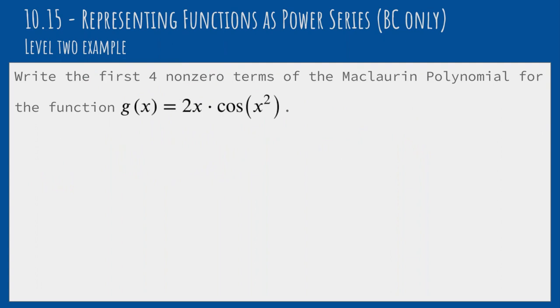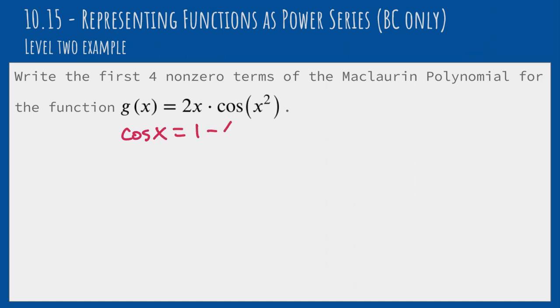So on this one, we have g of x is 2x times cosine of x squared. First thing I'm going to do is write a Maclaurin polynomial for cosine of x squared. I'm going to do a substitution there. So cosine of x squared is going to be, actually, let me start with this. Cosine of x. I'm going to start simple.